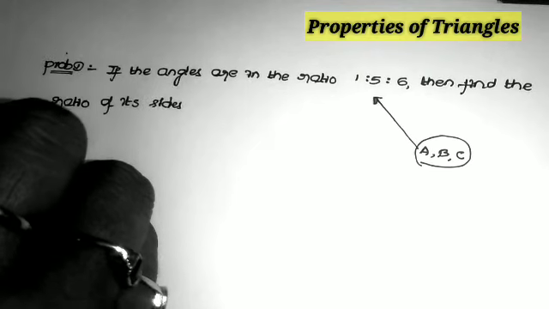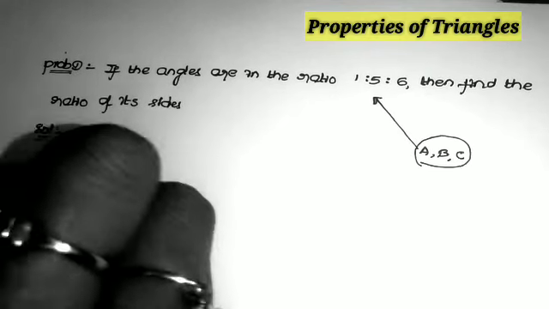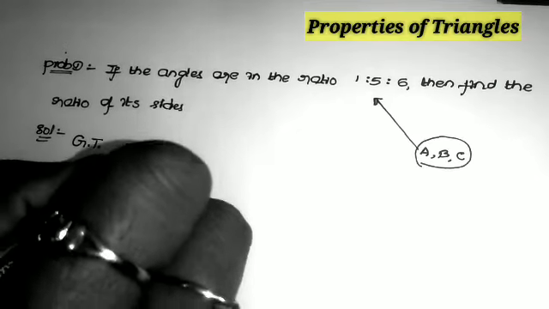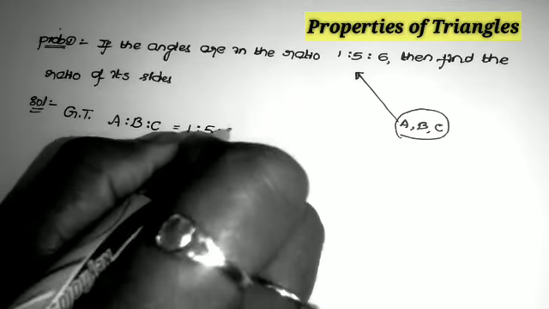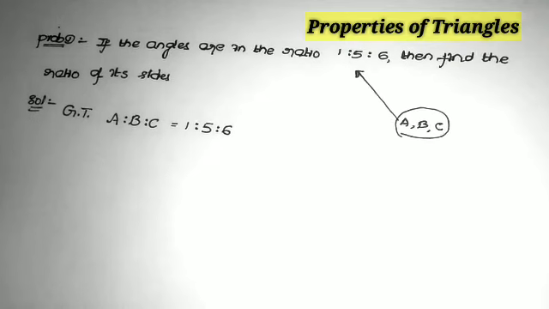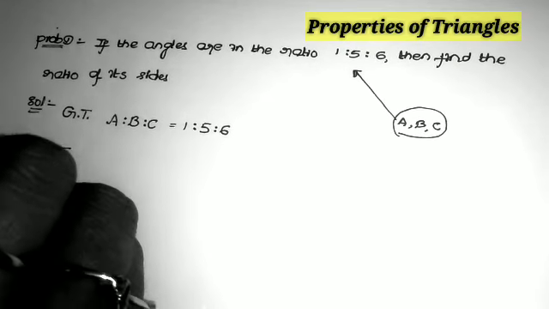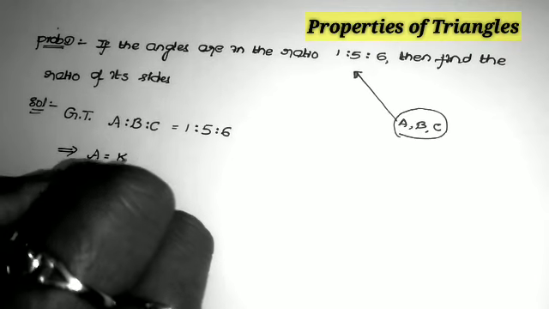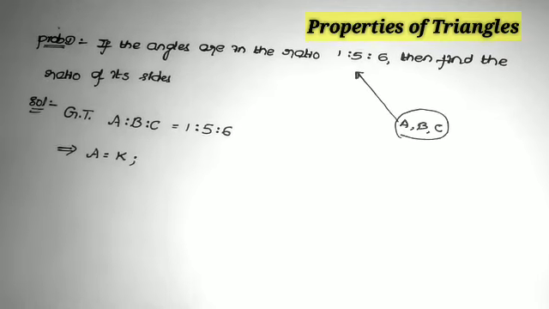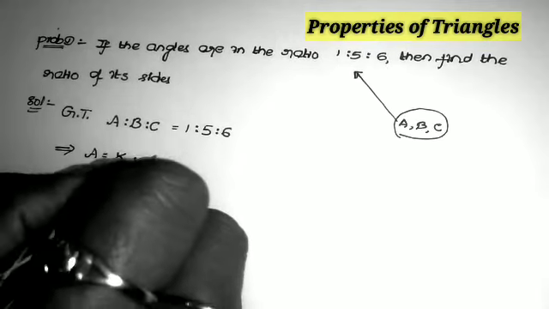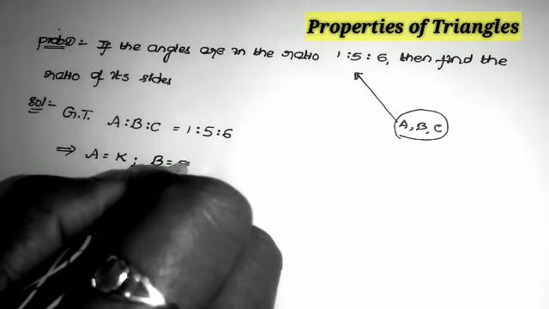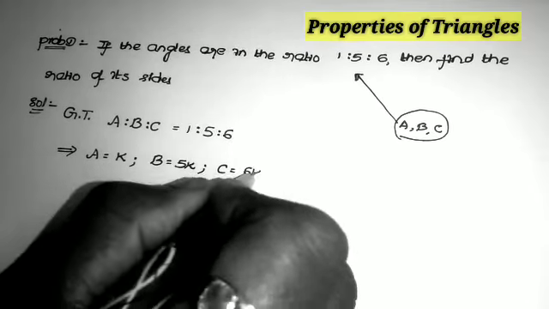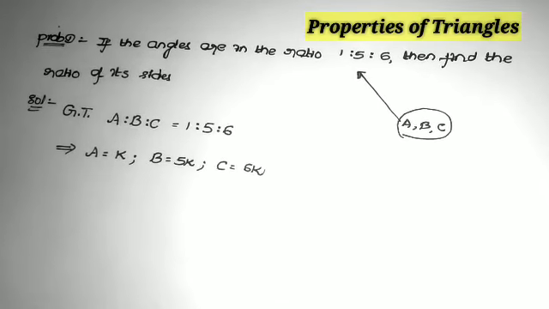So first I am writing the given data here. Given that angles are in the ratio 1:5:6 means A is to B is to C is equal to 1:5:6, which implies, now how to take the angles? A is equal to 1 into constant, that is 1 into K is equal to K, and B is equal to 5 into K, that is 5K, and C is equal to 6 into K, that is equal to 6K.